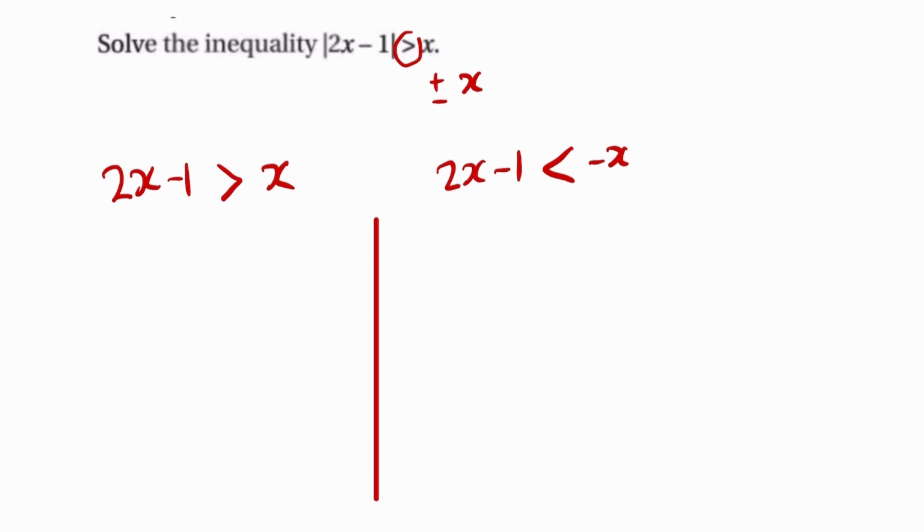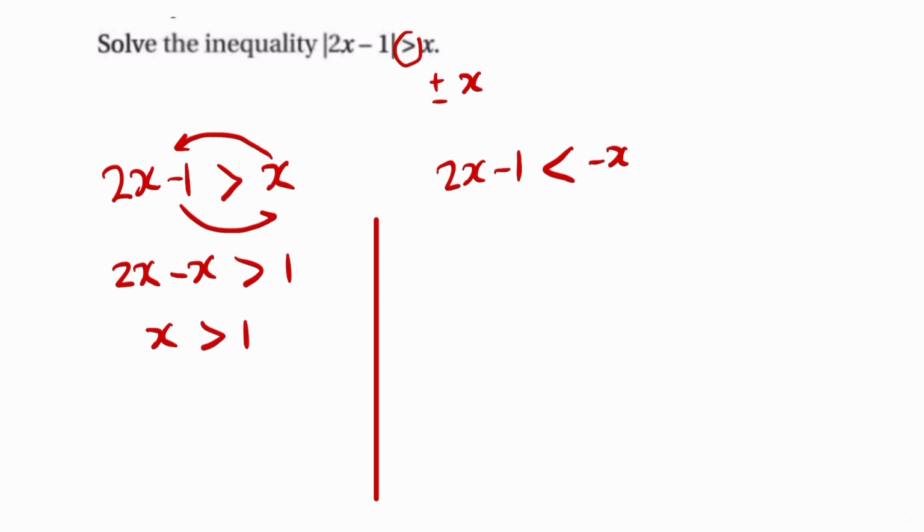After that, solve as a normal linear inequality. So transfer this to the other side and negative 1 there. So we come up with 2x minus x larger than 1. Then x is larger than 1, and this is the final answer.